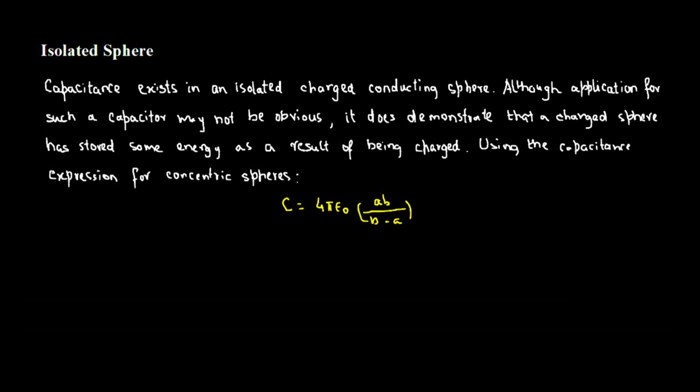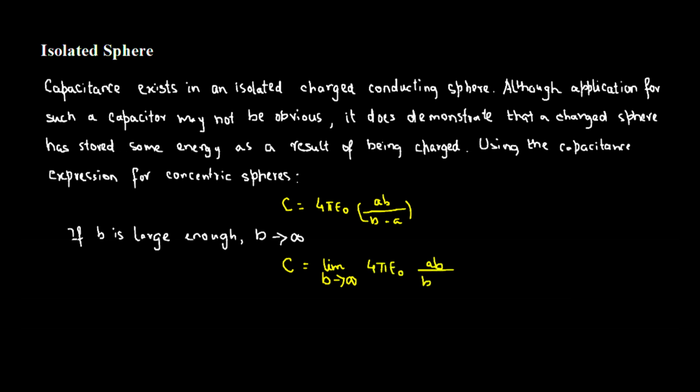If b is large enough, as b approaches infinity, C equals the limit as b goes to infinity of 4 pi epsilon naught times ab over b minus a. And that gives us the limit as b goes to infinity of 4 pi epsilon naught times a over 1 minus a over b, which equals 4 pi epsilon naught times a.